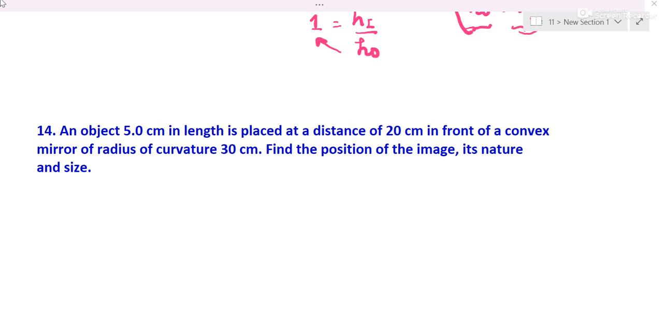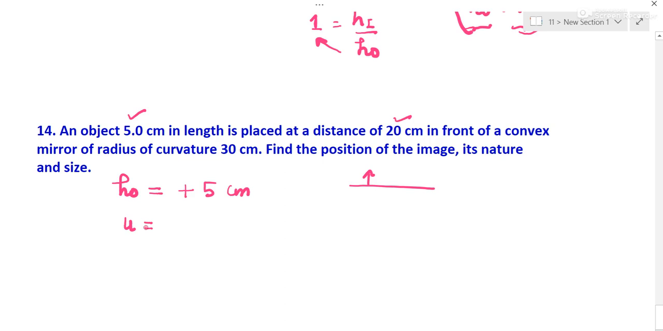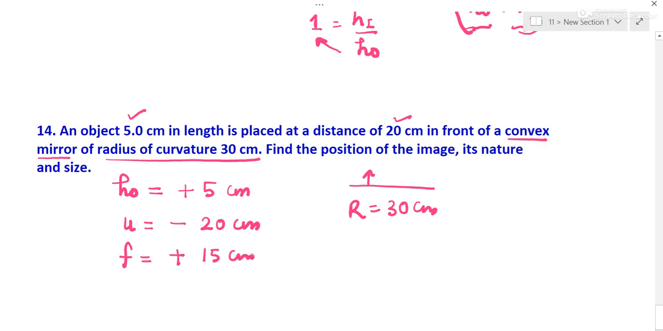This is NCERT question number 14. Now we all must be used to solving numericals. This is an object 5 centimeter in length. That is the height of the object, and it will be taken positive because the object is kept above the principal axis. At a distance of 20 centimeter, so u is minus 20. It is a convex mirror. Sorry, this is the radius of curvature. So the radius of curvature is 30. So the focal length will be half of that and would be positive because it is convex.